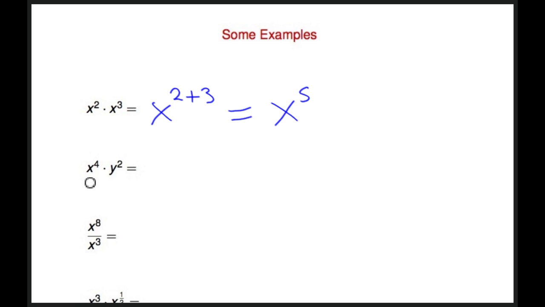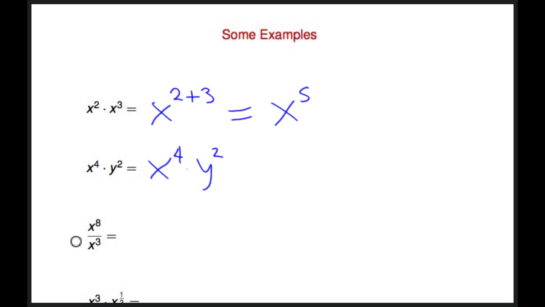Okay, so now let's look at this. X to the 4th times y to the 2nd. Now here your bases don't match. Okay, so is that a problem? Yes, it is. You have to have the bases the same if you want to combine these things. So this doesn't simplify. You just take your x to the 4th and you leave it alone, and you take your y to the 2nd and you leave it alone, and that's as simple as it gets. If things don't have the same base, then they can't combine together.